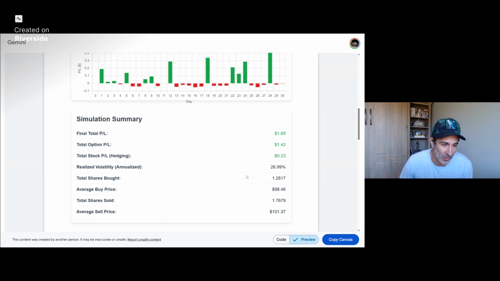This is pretty cool. The total number of shares that we bought was 1.28 shares, and we sold 1.76 shares. Our average buy price was 98.46. Our average sell price was 101.37. So that's how we got to this total hedging P&L.